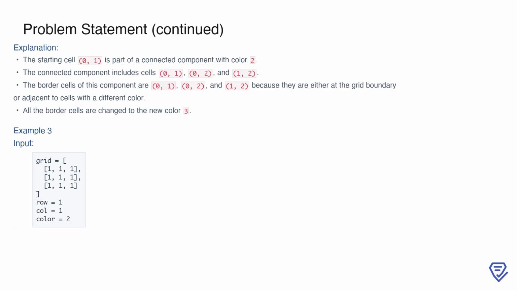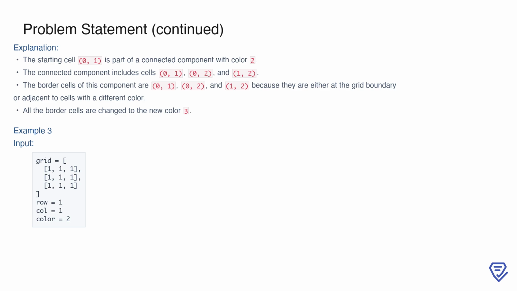In the second example, the connected component includes the cells 0, 1, 0, 2, and 1, 2, all of which have the same color 2. The border cells of this component are exactly the same as the connected component because every cell in it is either at the grid boundary or adjacent to a cell with a different color. When we change these border cells to the new color, 3, the output grid reflects this update.